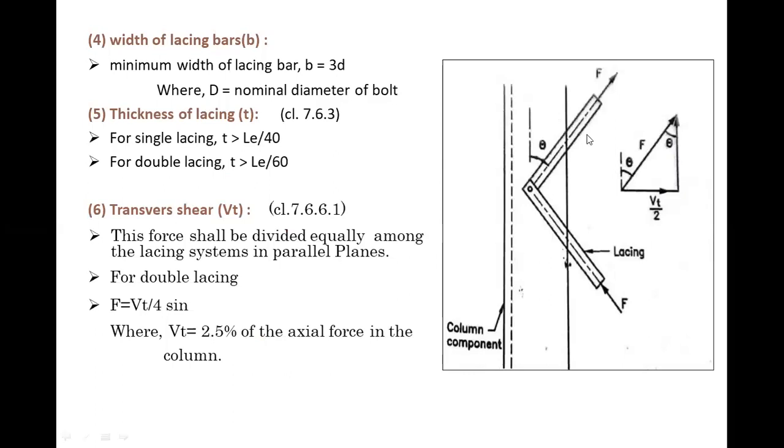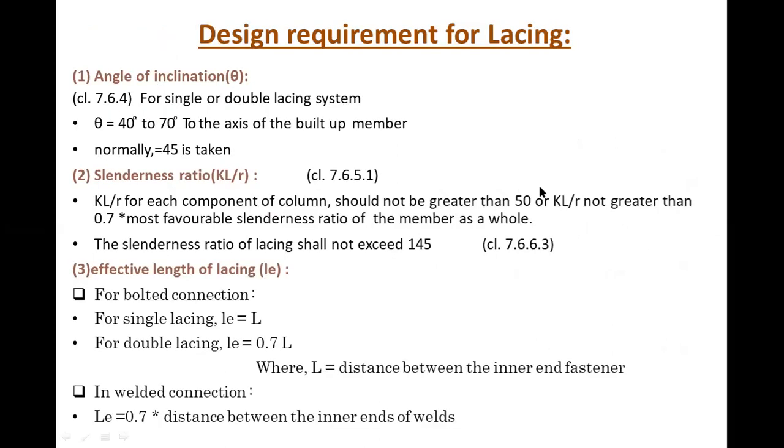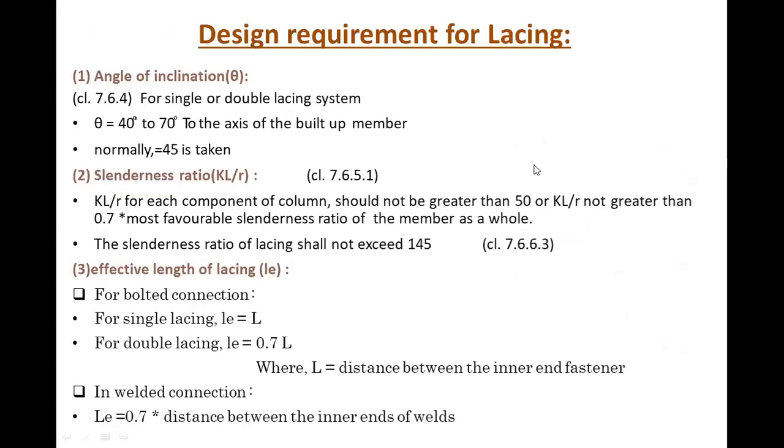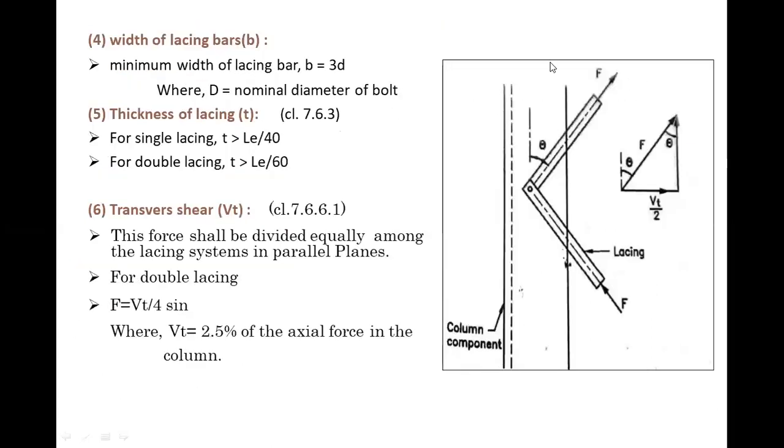Here the column component is provided, and the lacing system is provided, right? Here the angle of inclination theta is described. Theta is equal to the angle of inclination, right? The width of lacing bar, which is B, has a minimum value of B equal to 3D.